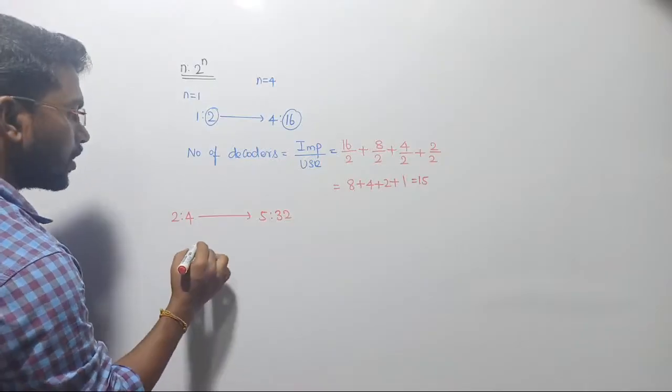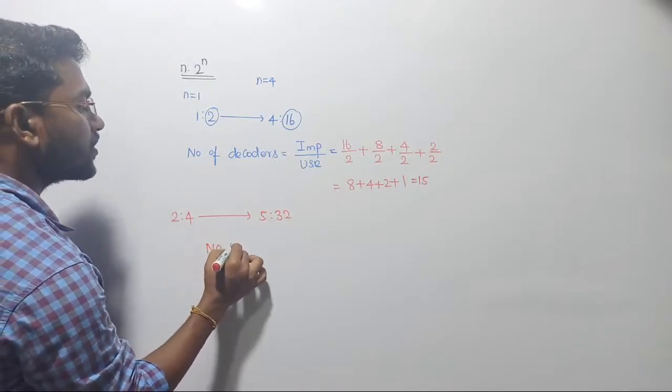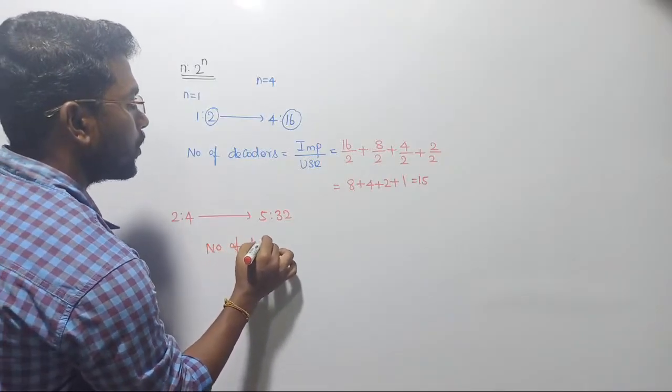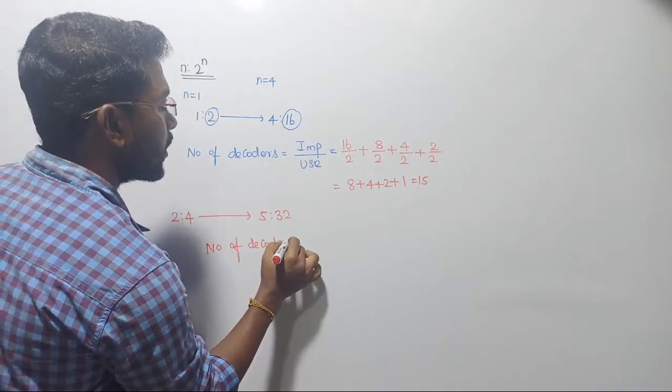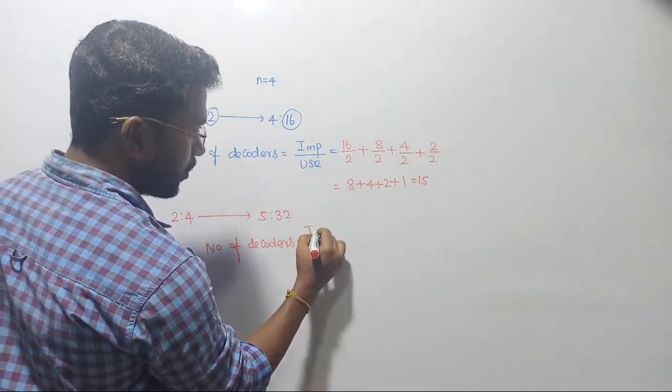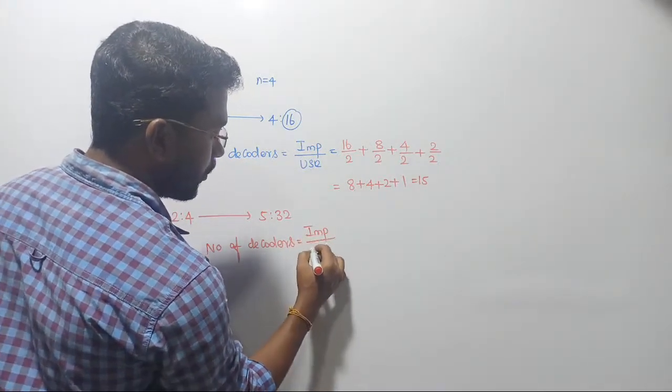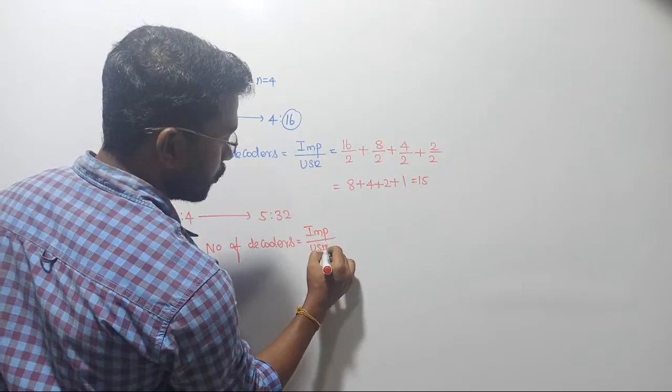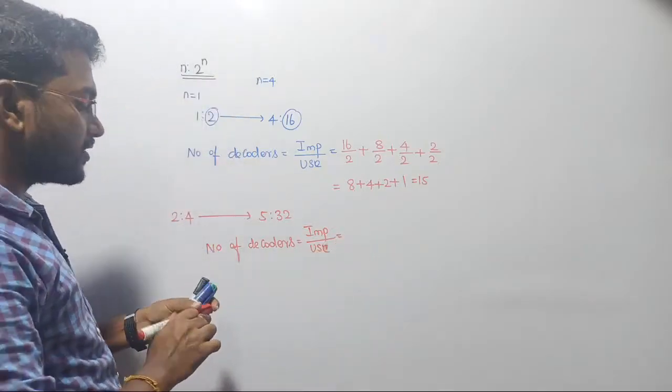So once again, in order to know the number of decoders, let us see the total number of decoders. That is 2 cross 4 decoders. How will you find the decoder that we are going to implement? For that, the decoder that we are going to use. Let's see the answer for this one also.